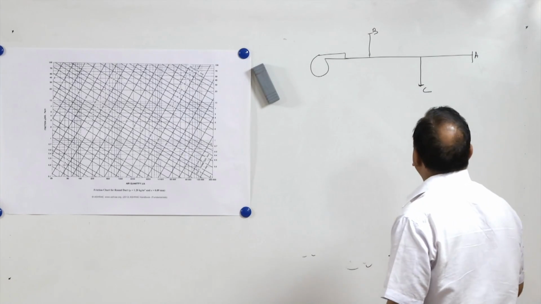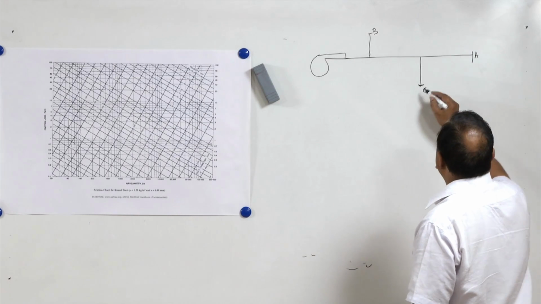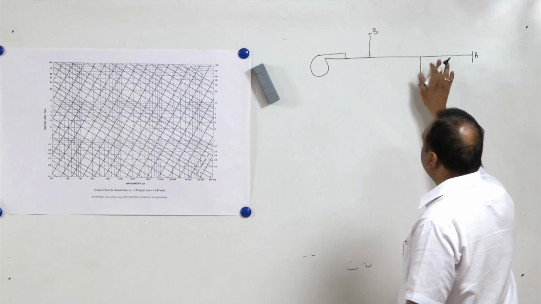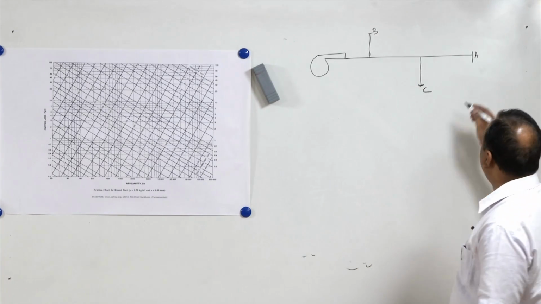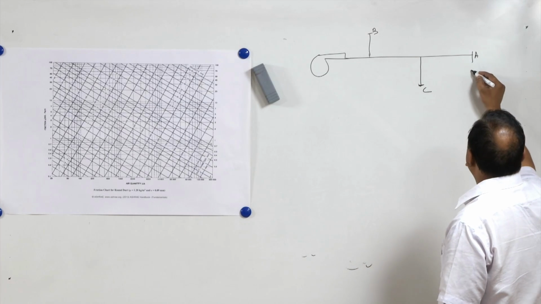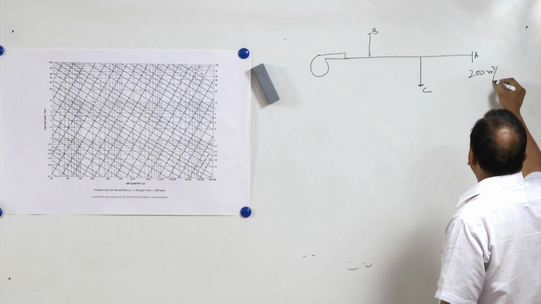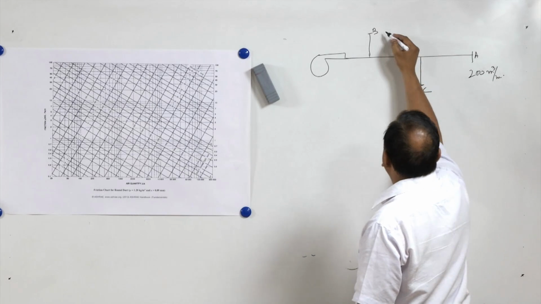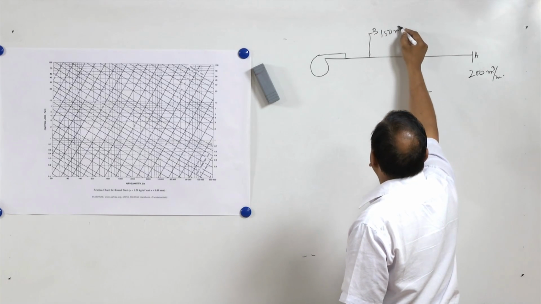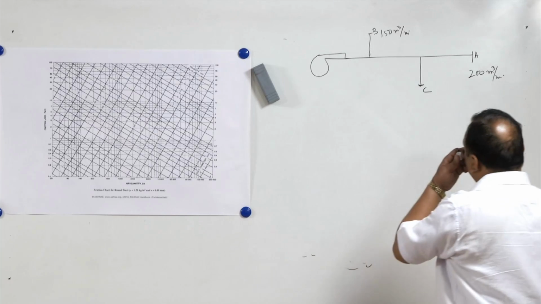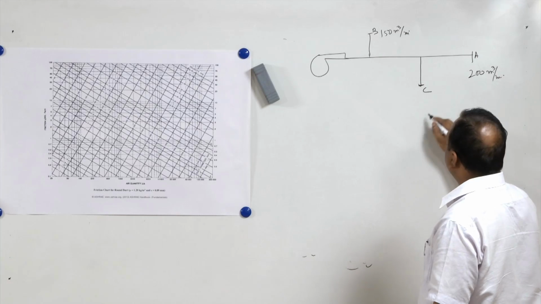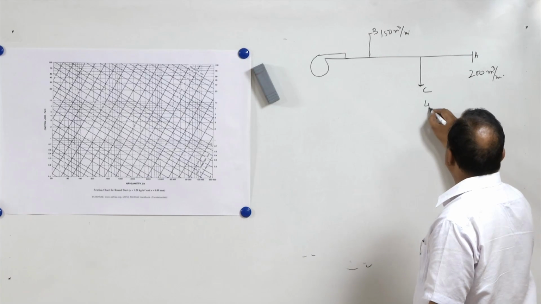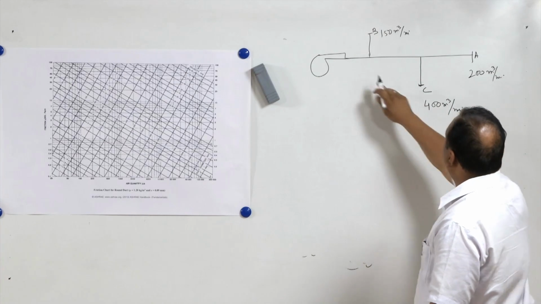Now, suppose in this duct network, okay, let us take the simple example. Here in this case I want to have certain discharge, let us say here 200 meter cube per minute, at B let us say 150 meter cube per minute. Here we can take let us say 400 meter cube per minute. So, there are three openings.